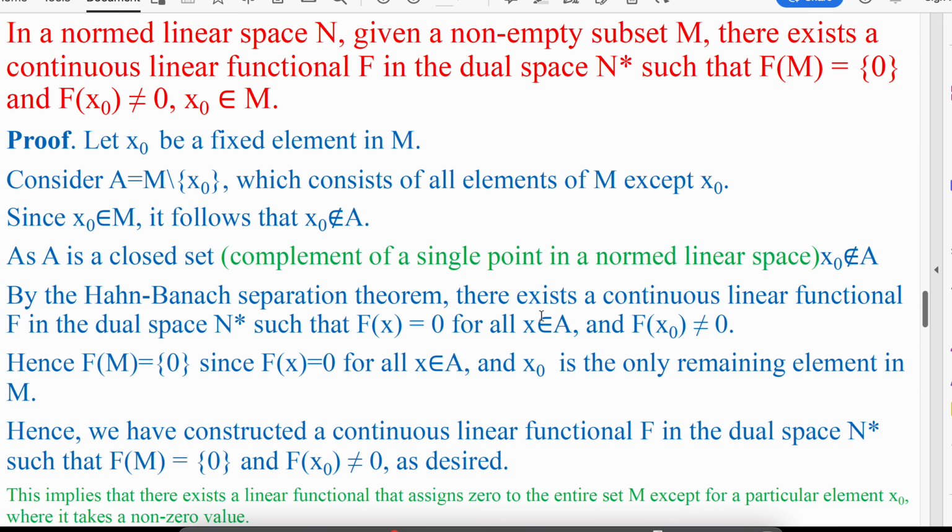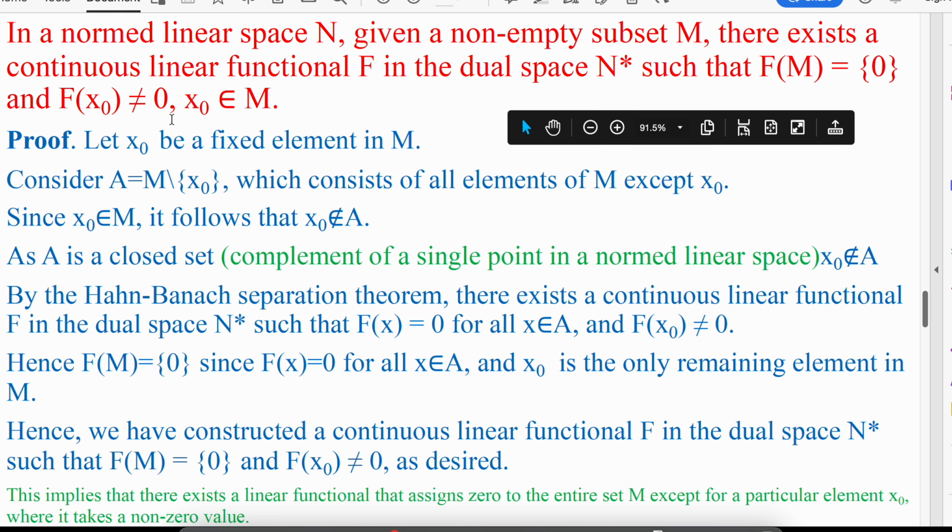So it means f(M) equal to the singleton set {0}, because f(x) is 0 for all x belonging to A, and x naught is the only remaining element in M. Hence we have constructed a continuous linear functional in the dual space N star such that f(M) equals 0 and f(x naught) is not equal to 0, as it was required to prove.